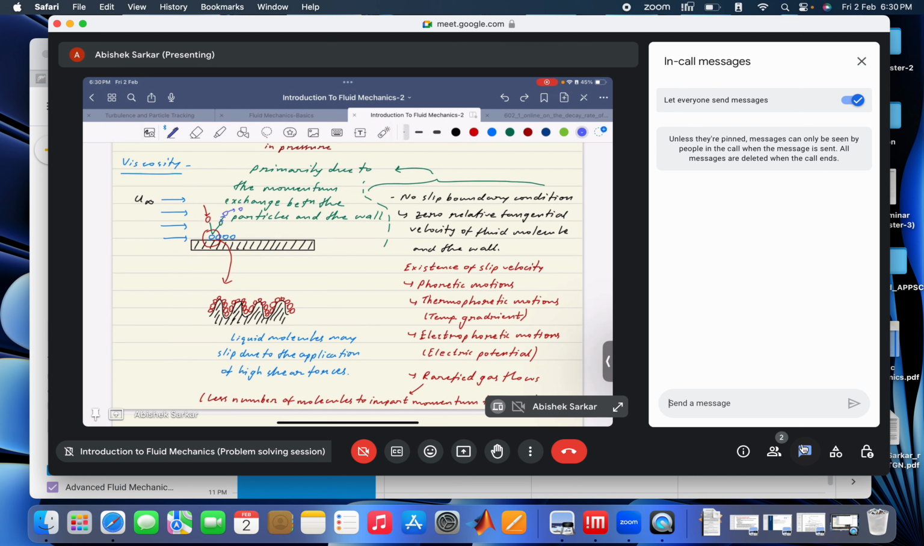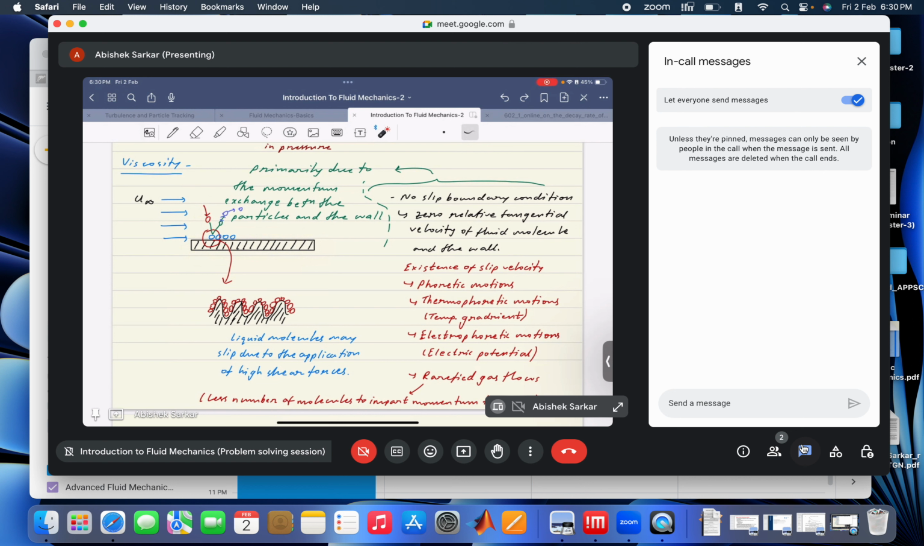So this series of collisions is what itself transfers the message to the other gas molecules that the wall is stationary here. Okay, and this transfer of message from one gas molecule to other gas molecules is what we call the momentum transfer. Okay, the transfer of momentum.